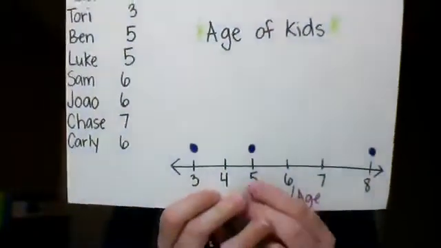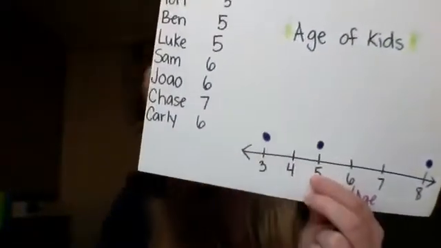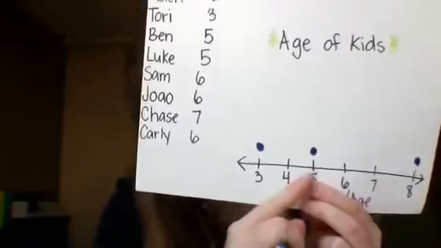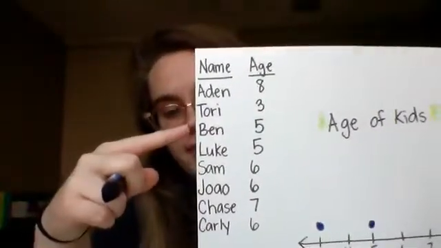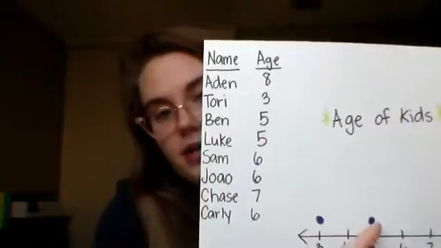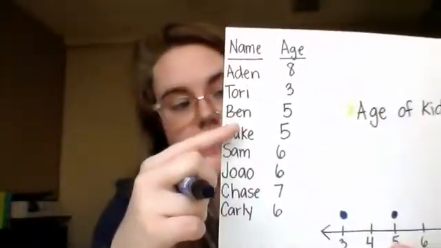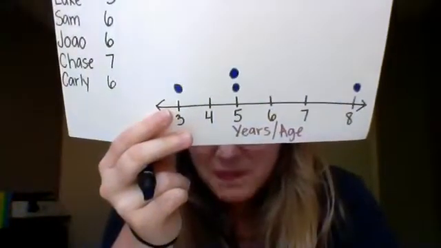So when I have Ben is 5, I'm gonna put my circle here, right? And now it says Luke is 5 as well. So what I'm gonna do is I'm gonna put it right above the 5 dot that I already put for Ben, because Ben is 5. So I put that dot there. And now Luke is 5. So I have to put a dot right above. So I'm gonna put another dot right above 5 for Luke, okay?